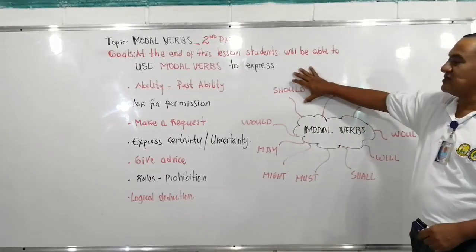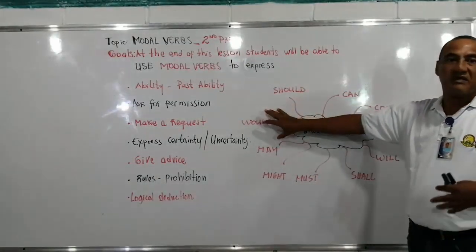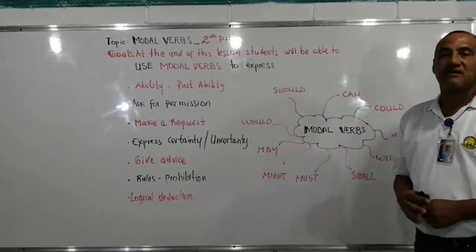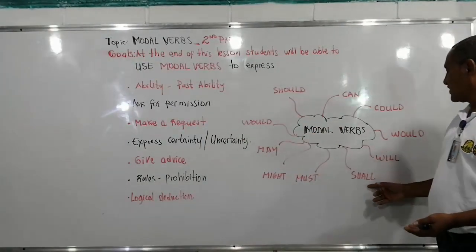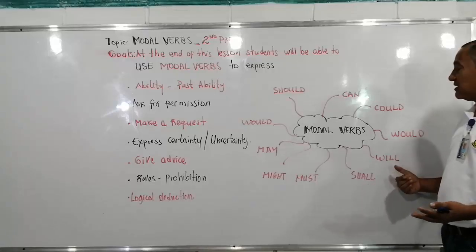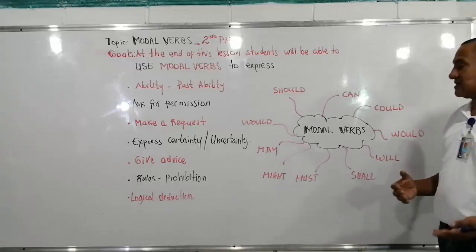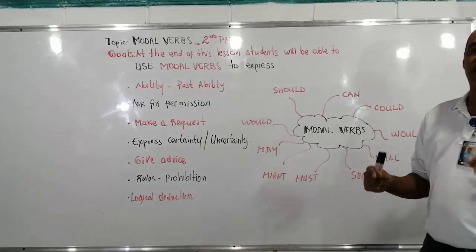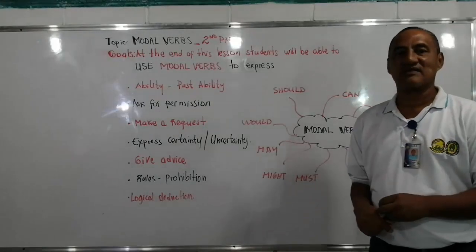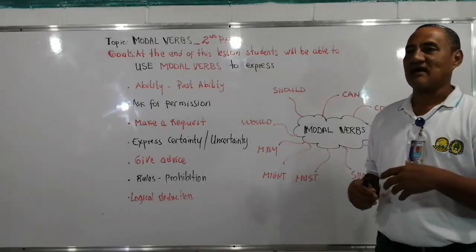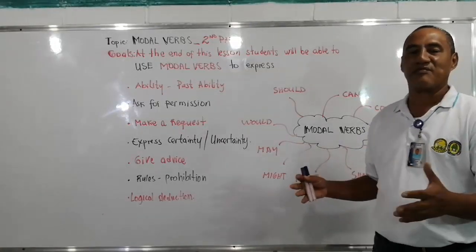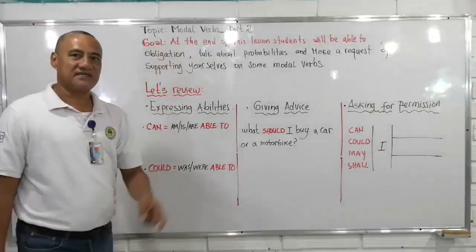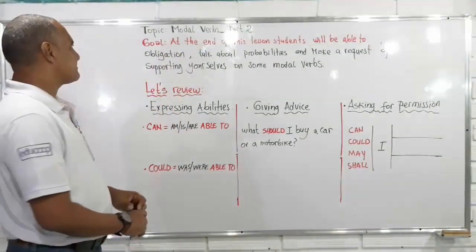Right? So then should to give advice, would to make a request, may, might, must to express certainty or uncertainty, shall to give a suggestion, will is also used to do that. Can and could to express ability in present as well as in the past. Okay, now I am going to illustrate the second part of this. Please don't go, stay tuned. Modal verbs, the second part, all right?